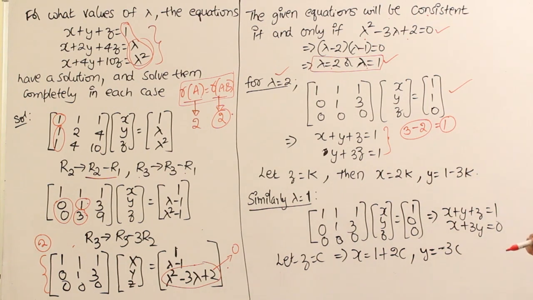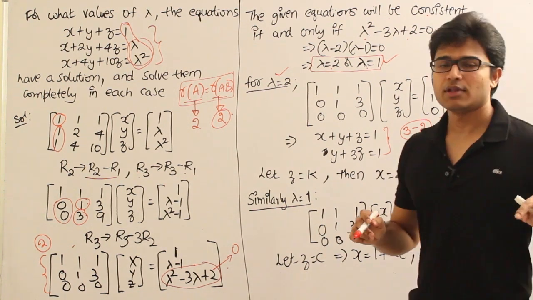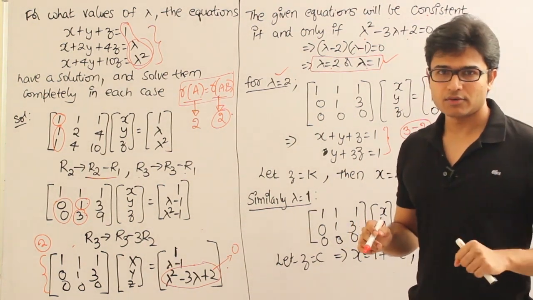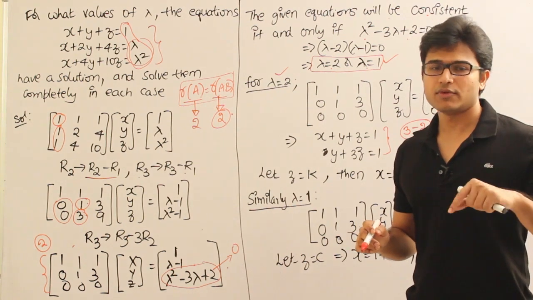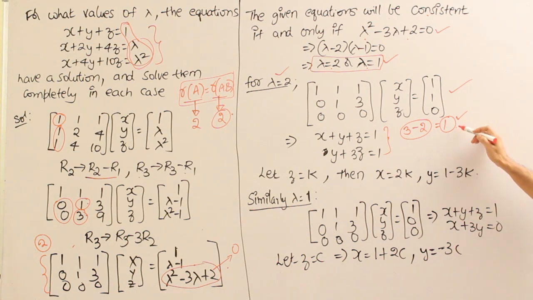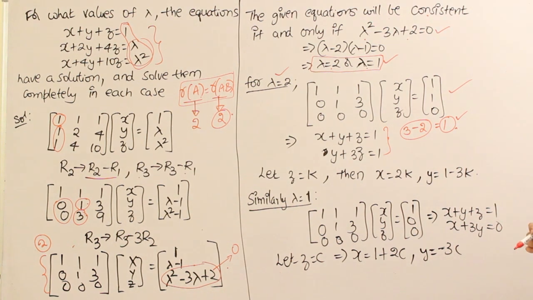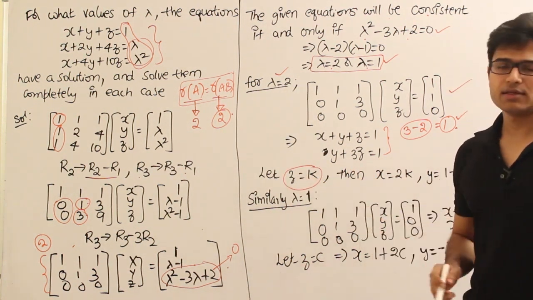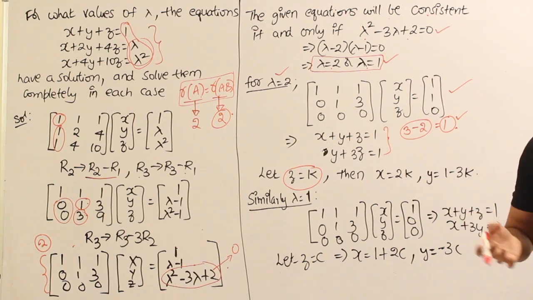What does it mean? It means that we have one linearly independent solution, and in order to get that, we have to assign one variable some random value, and in terms of that value we can derive the others. For that reason, I am assigning z equal to k. You can assign the random value to any variable, x or y.